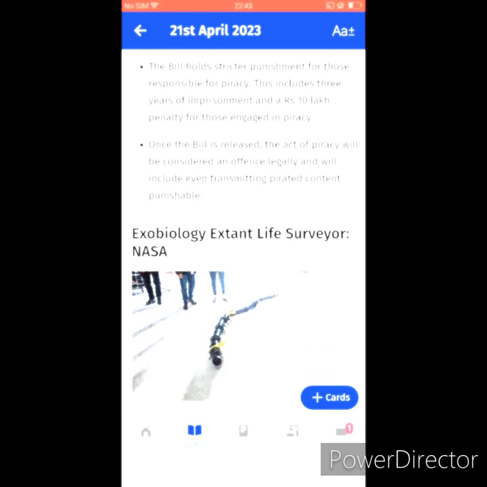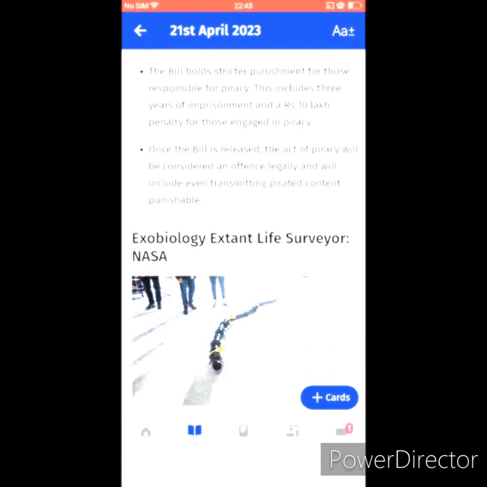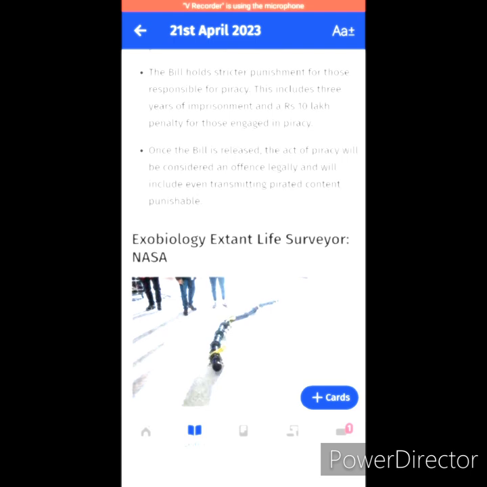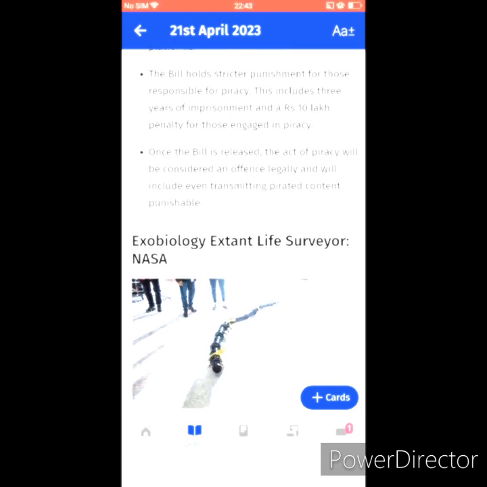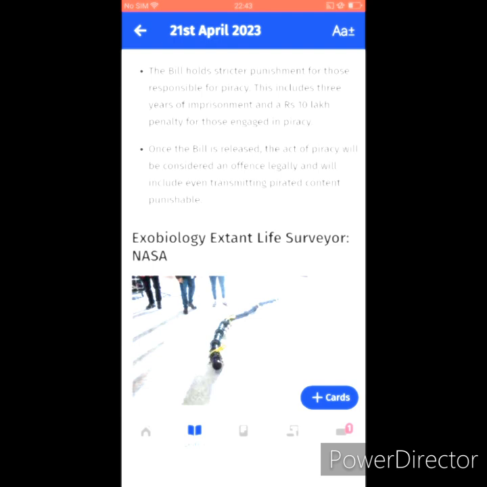The bill holds stricter punishment for those responsible for piracy. This includes 3 years of imprisonment and a 10 lakh rupees penalty for those engaged in piracy. Once the bill is released, the act of piracy will be considered an offense legally and will include even transmitting pirated content as punishable.